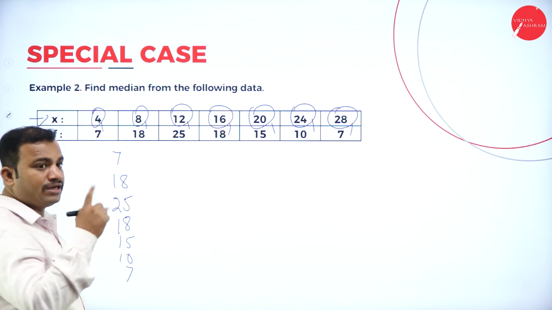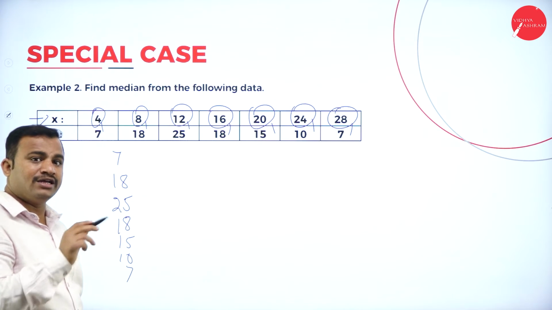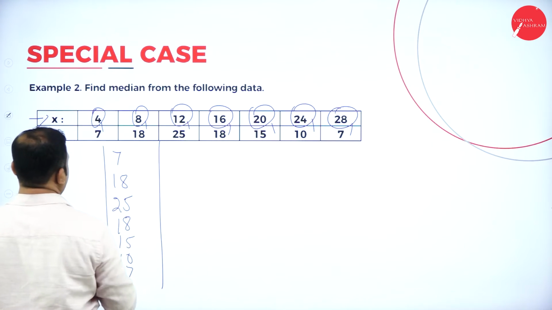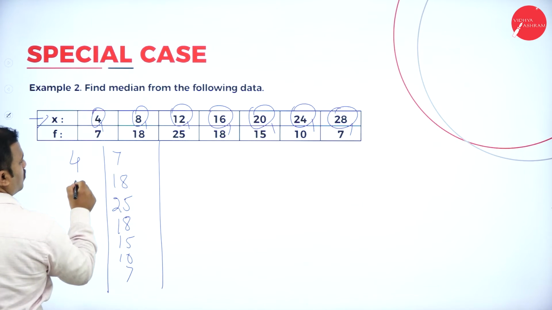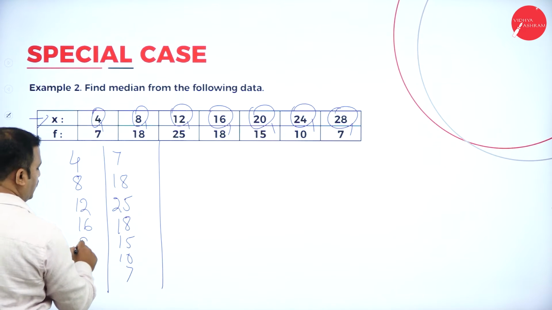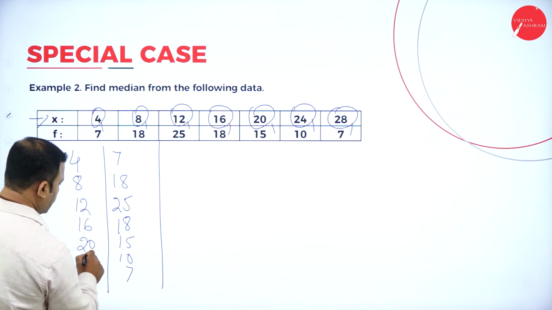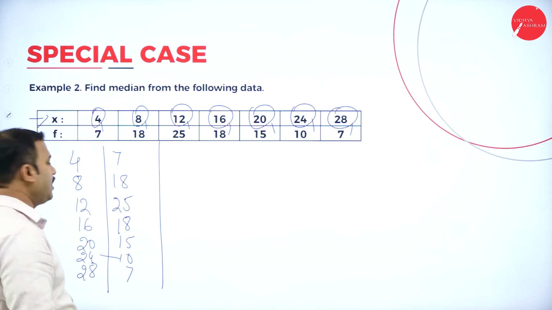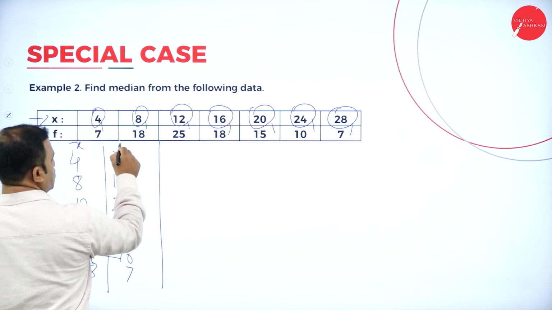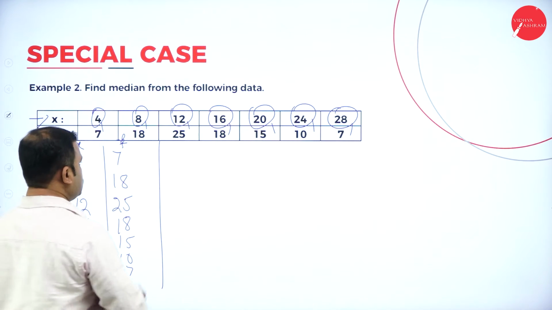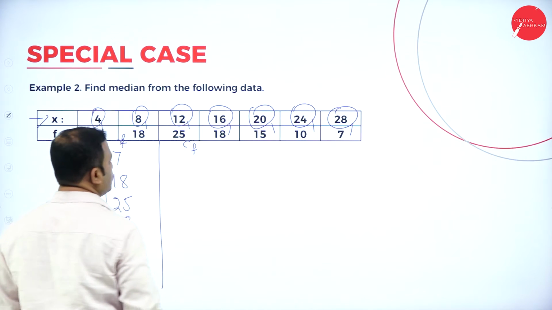What is the value associated with that? If you look at the table, one column is the frequency and the other is the next column, the values of x, that is 4, 8, 12, 16, 20, 24, 28. So these are the items we have. This corresponds to x, this corresponds to the frequency. Then we have the cumulative frequencies. How can I find out the cumulative frequency?